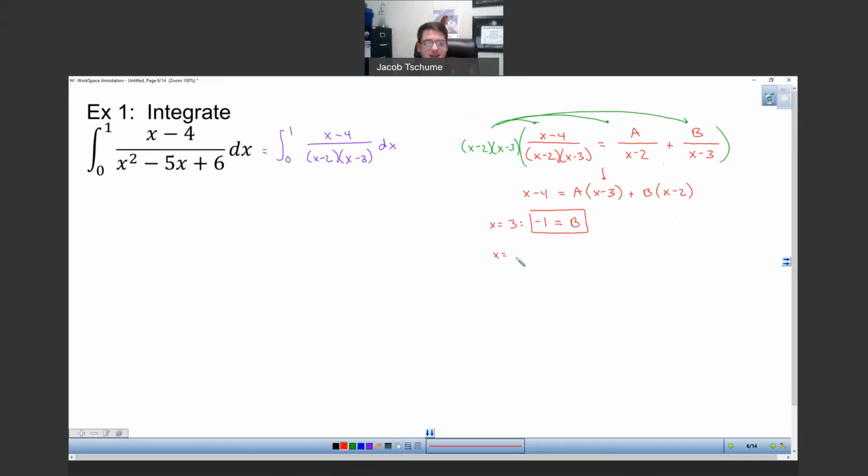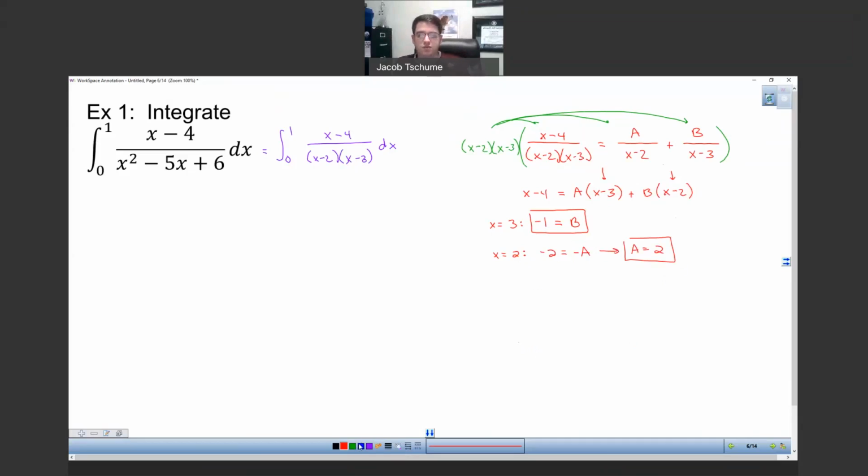Doing the exact same thing, but now I'm going to try to get rid of the b fraction. Why don't I let x equal 2? So from left to right, 2 minus 4 is negative 2. 2 minus 3 is negative 1, so you get a negative a. And if you divide both sides by negative 1, we have found that a equals 2.